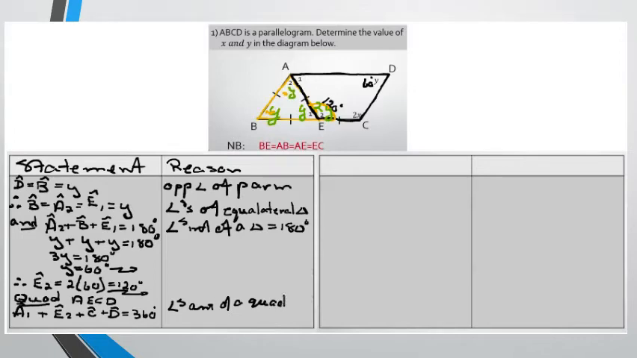So therefore, if I substitute it, let me see if I can put it in here. So angle A1 is going to become A1 plus, remember E2 previously mentioned to be 120 degrees, plus angle C, 2x, plus D, previously determined to be 60 degrees, equals 360 degrees. I'm going to continue now on the right hand side.